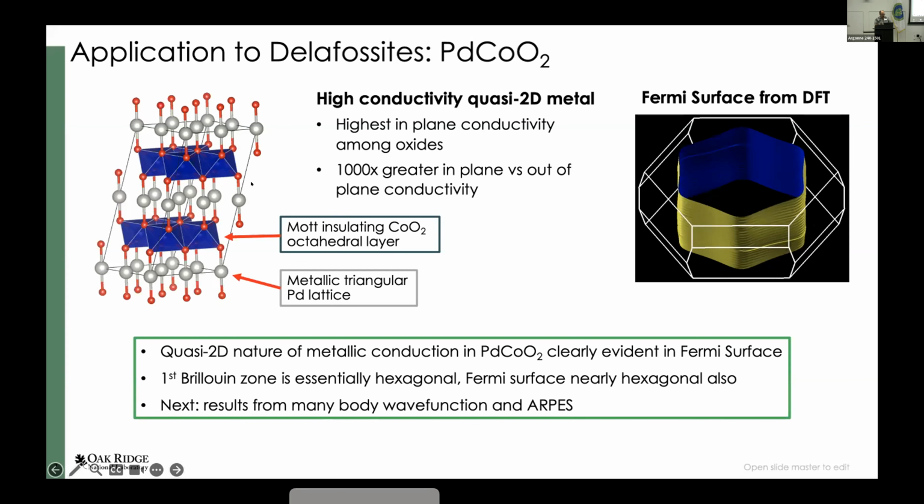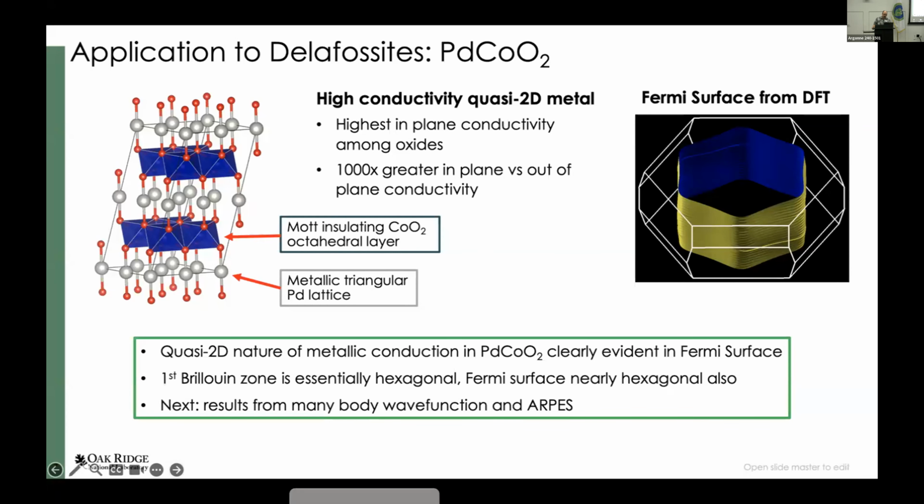What's interesting about this system in particular is that it has the highest in-plane conductivity known among oxides. Not only is it a full metal, but you have a ridiculously small effective mass. You have a mean free path that extends at least microns in the material. It's very long. You also have highly anisotropic conductivity, 1,000 times higher in-plane conductivity than out. And in DFT, at least, that means that your Fermi surface should have very close to quasi-2D structure.